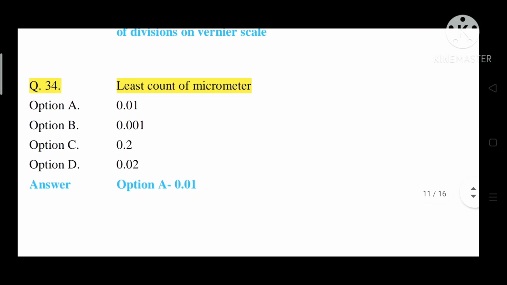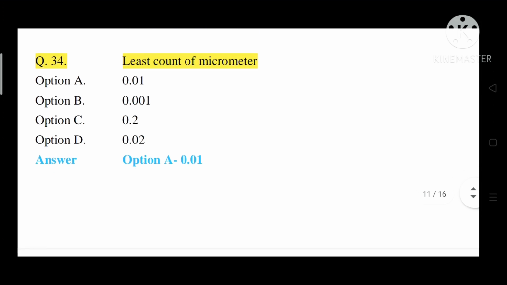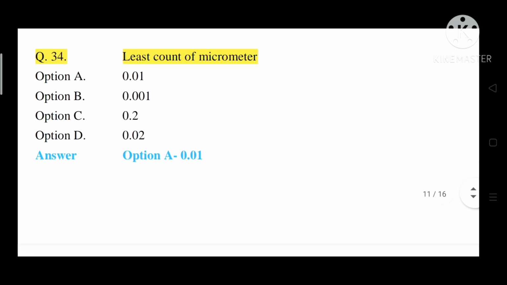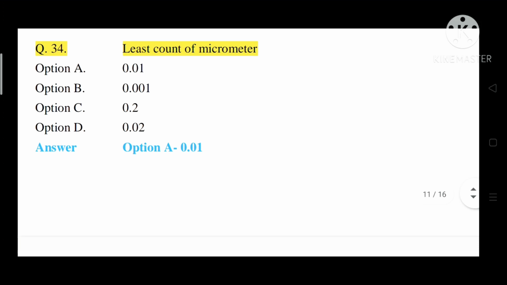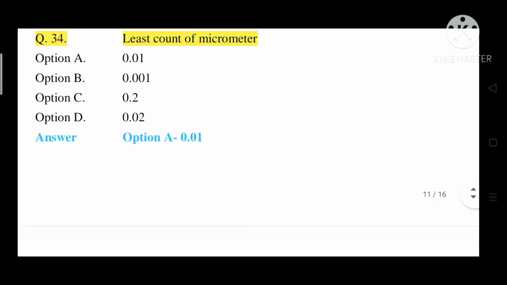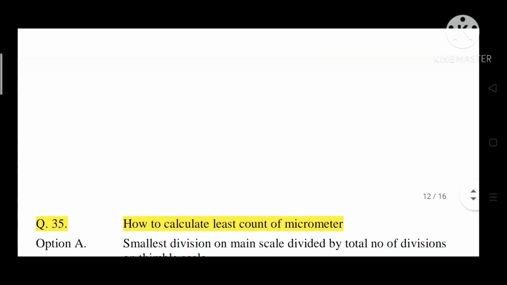Question number 34. What is the least count of micrometer? Option A 0.01, option B 0.001, option C 0.2, option D 0.02. So correct answer is option A, that is 0.01. Again formula is same, smallest division divided by total number of division. So smallest division is 0.5 divided by 50, it becomes 0.01 mm.